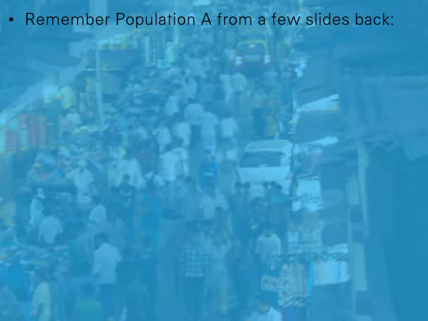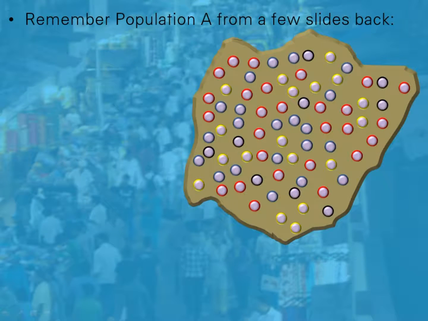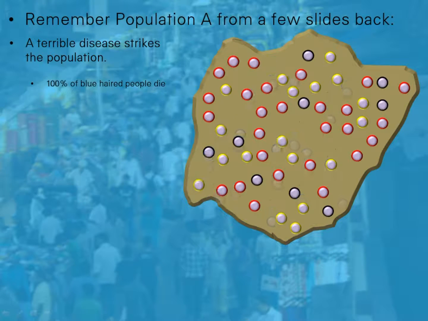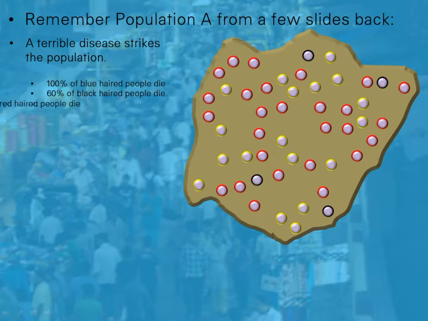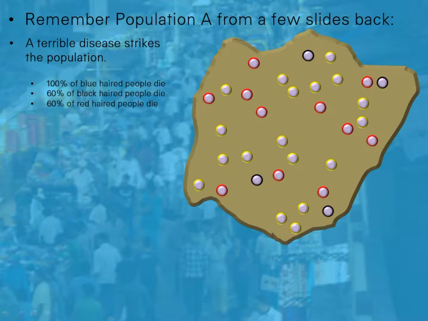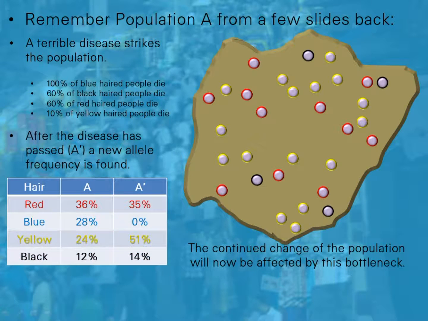So remember population A on their floating island, here they are, and a terrible disease shortly after the loss of population B comes to strike the population. 100% of all blue-haired people die. 60% of all black-haired people die. 60% of red-haired people die, and only 10% of yellow-haired people die.